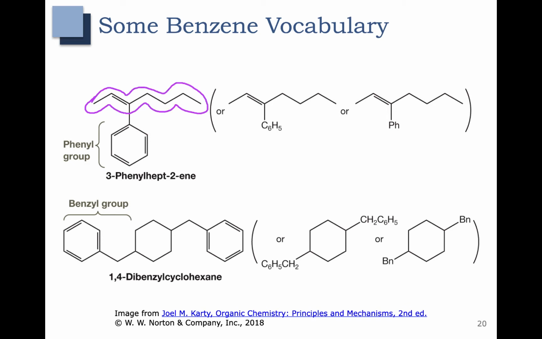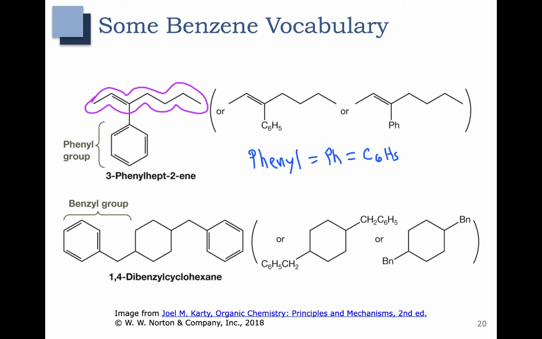In this case, the parent chain has an alkene, which is why it takes priority over the benzene ring. When the benzene ring is a substituent, it's referred to as a phenyl group. Phenyl can be abbreviated Ph or C6H5. So this is the same thing as the molecule on the left here, and so is this one.